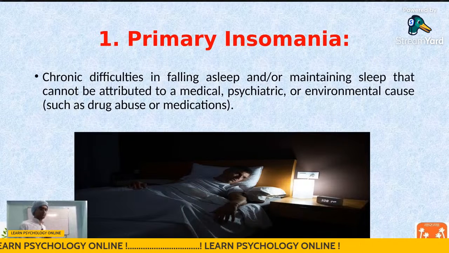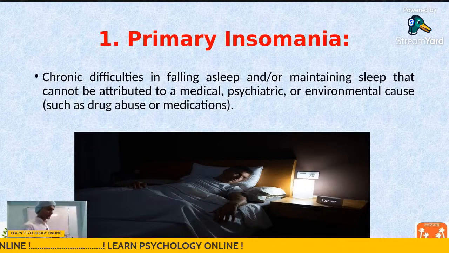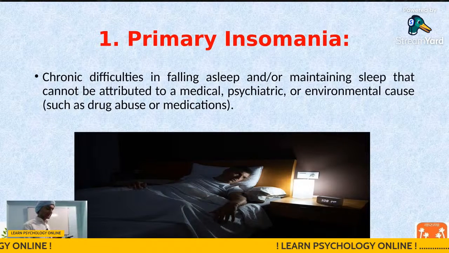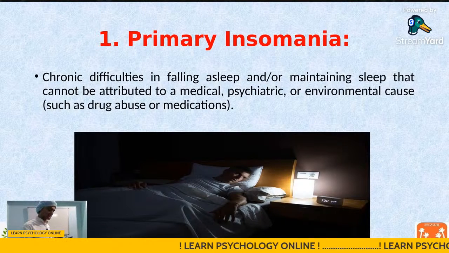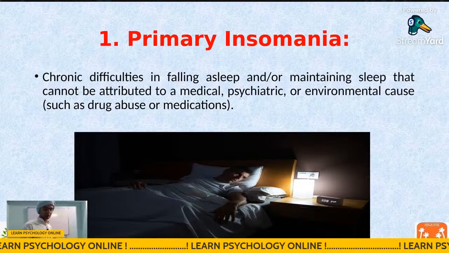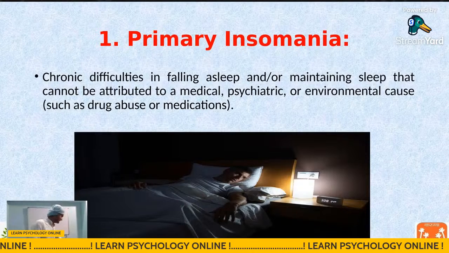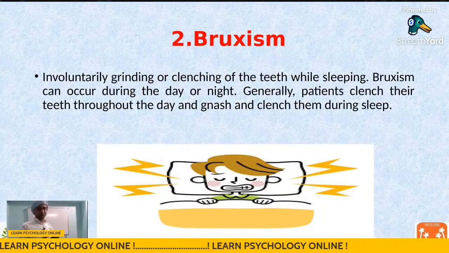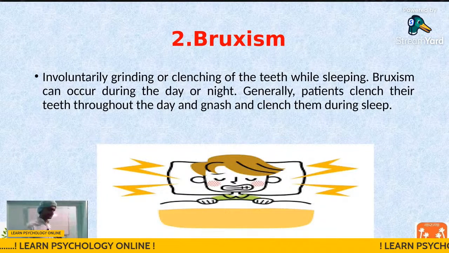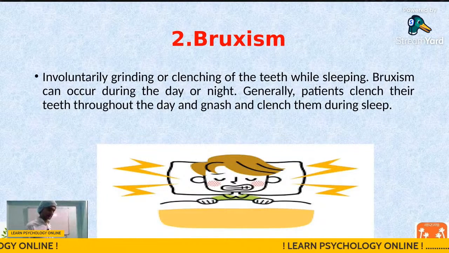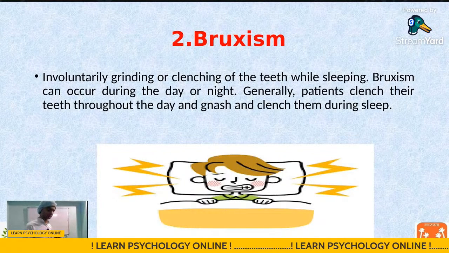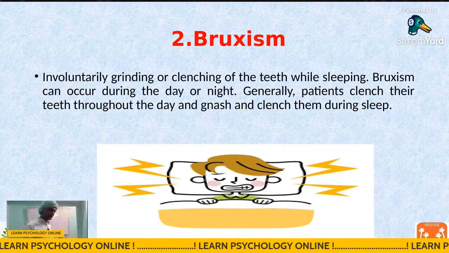First is primary insomnia. Primary insomnia is chronic difficulty in falling asleep and or maintaining sleep that cannot be attributed to a medical, psychiatric, or environmental cause such as drug abuse or medication. And second is bruxism. Bruxism is involuntary grinding or clenching of teeth while asleep. Bruxism can occur during day or night. Generally, patients clench their teeth throughout the day or gnash and clench during sleep.